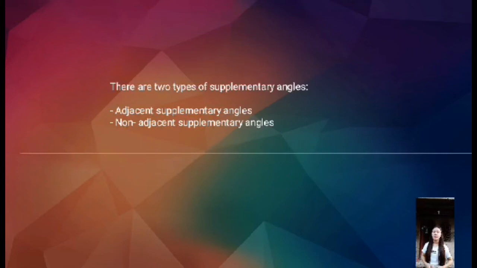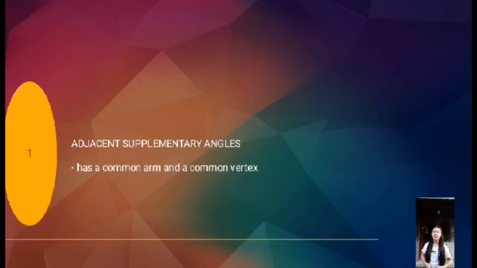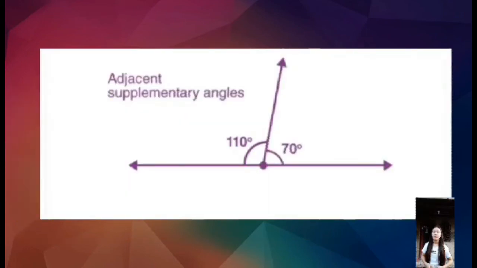There are two types of supplementary angles. These are the adjacent supplementary angles and non-adjacent supplementary angles. Adjacent supplementary angles have a common arm and a common vertex. The adjacent supplementary angles share the common line segment and vertex with each other. For example, the supplementary angles 110 degrees and 70 degrees in the given figure are adjacent to each other.